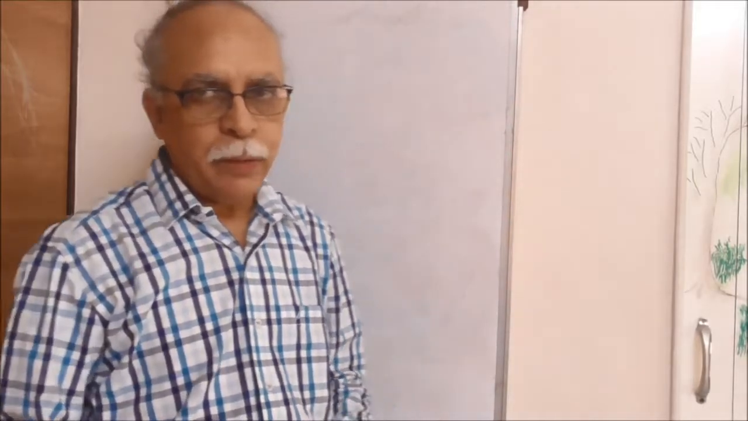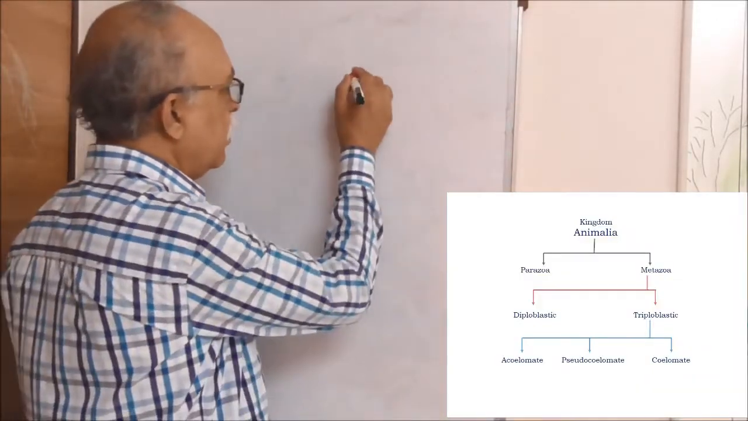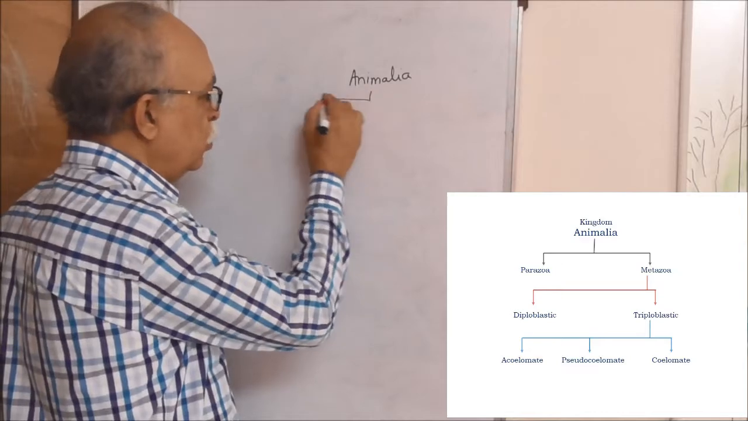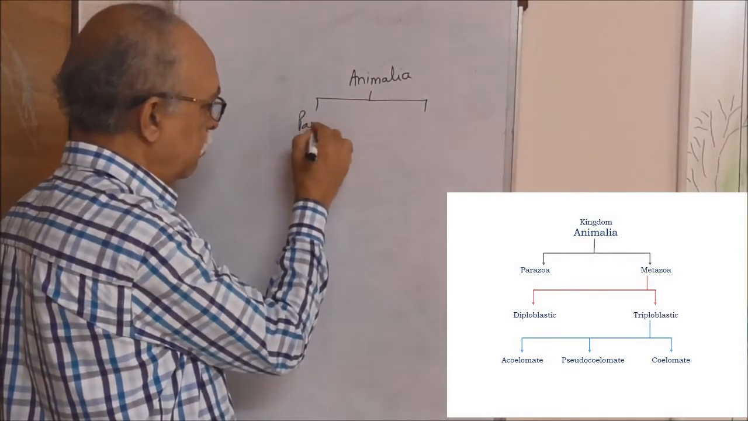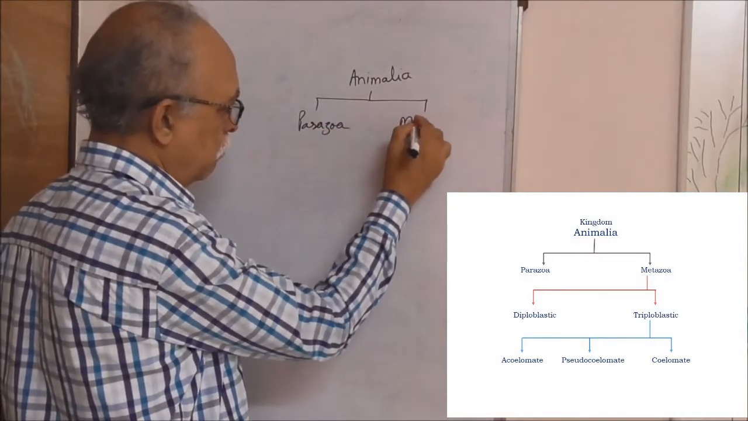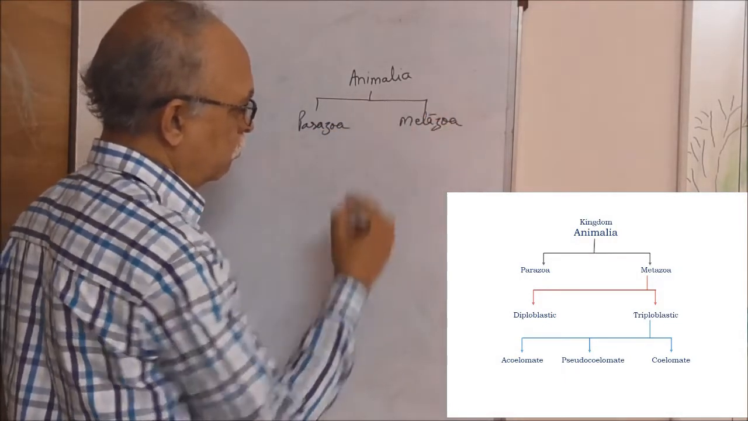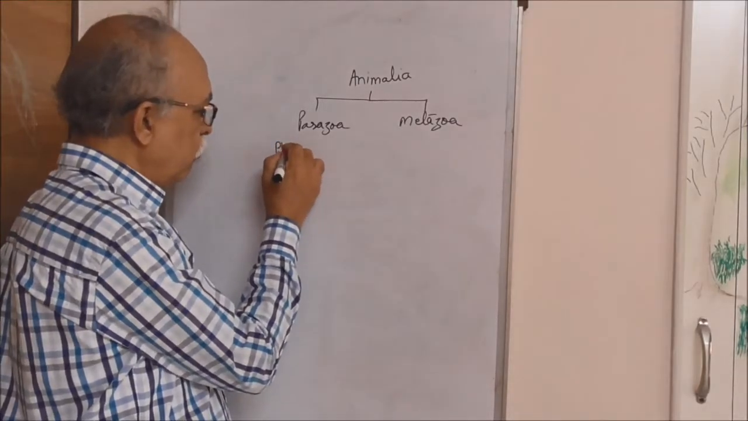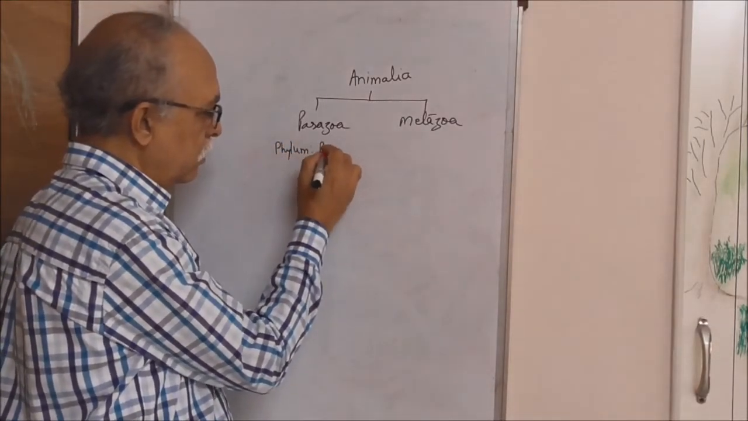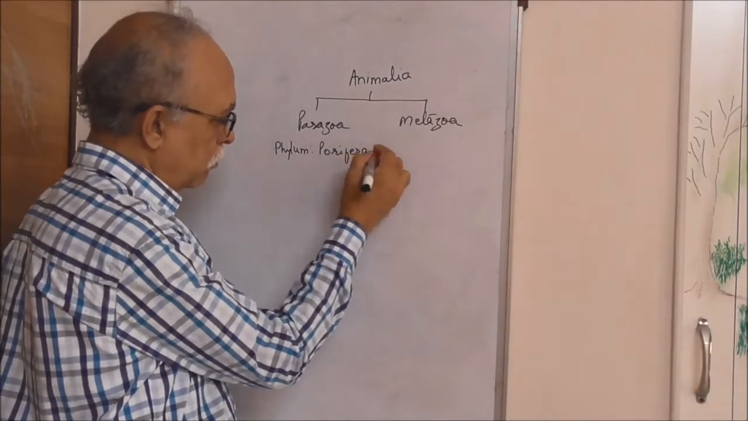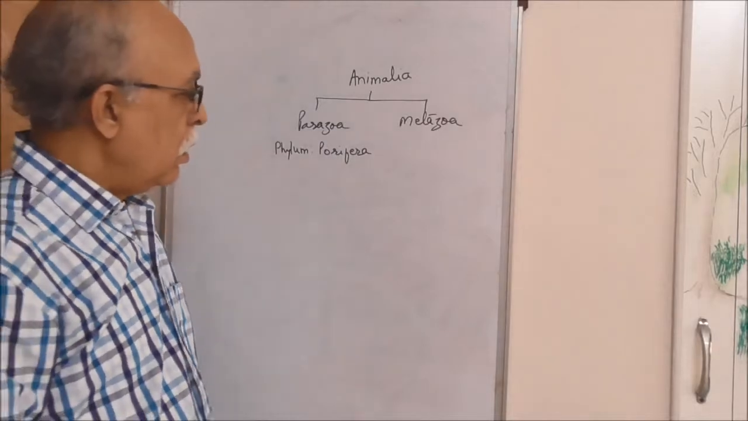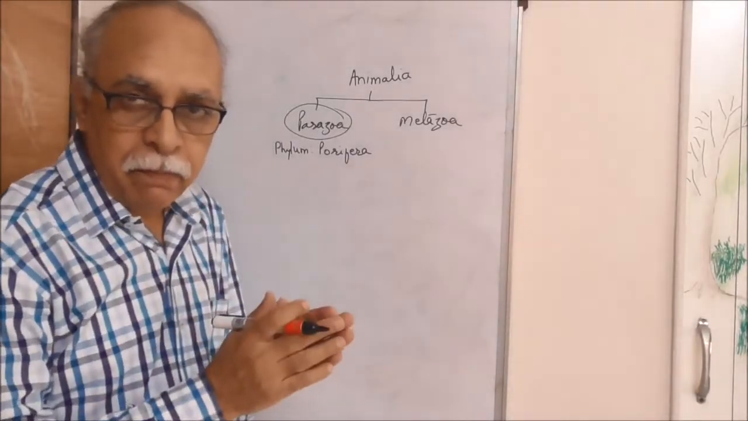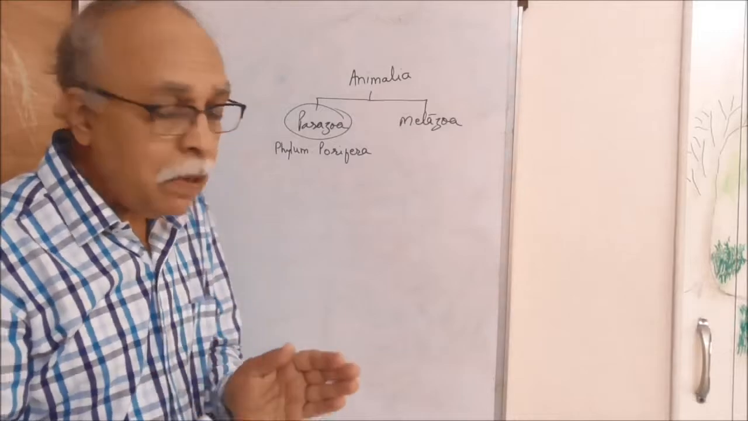Now just recollect what we did in the earlier session. We classified the kingdom Animalia into two subkingdoms, namely Parazoa and Metazoa. And under this we had seen presence of only one single phylum, that's Phylum Porifera.